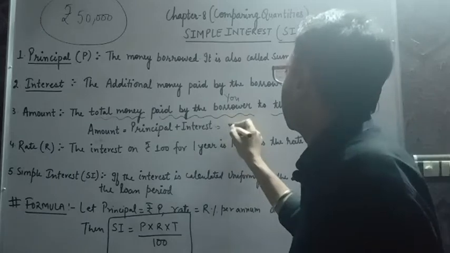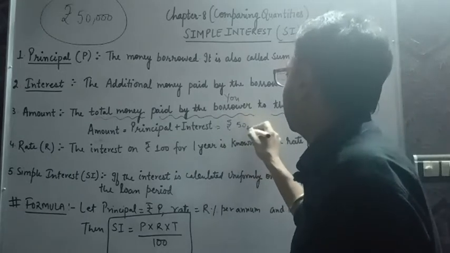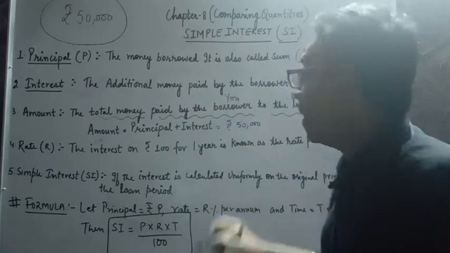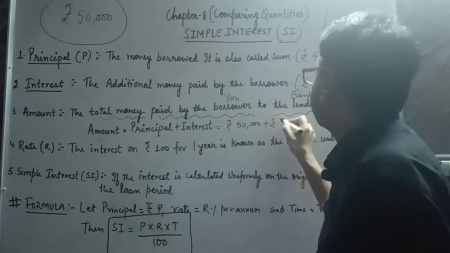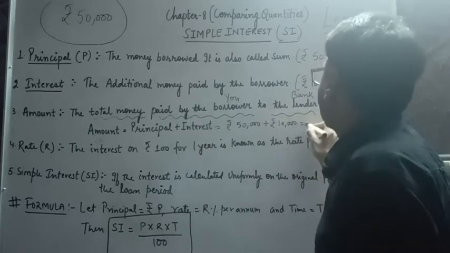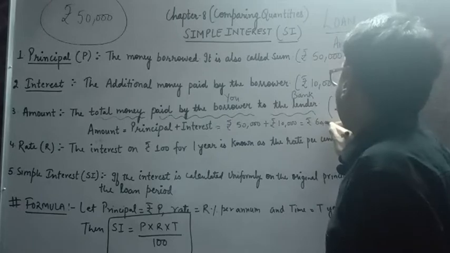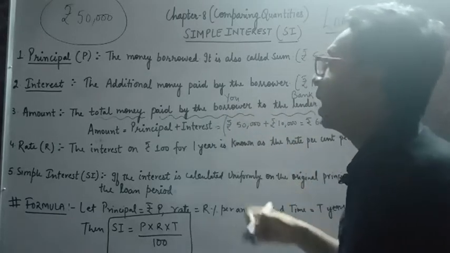In this case, what was the principal? The principal was 50,000. You borrowed 50,000, but the bank is asking for 10,000 rupees extra. Hence the total money became 60,000. Are we clear? This is what amount is.